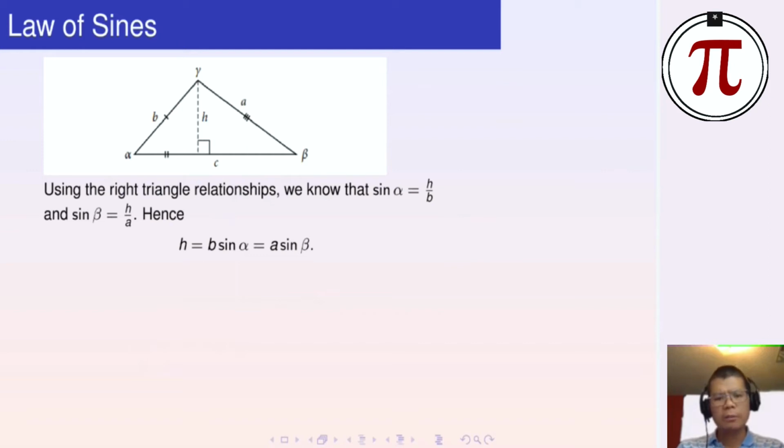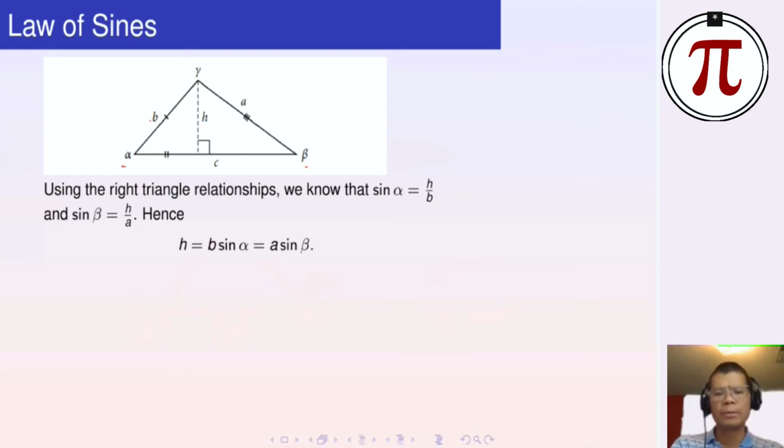Let's consider this figure here. You have angles alpha, beta, and gamma, and the sides A, B, and C. Now, let's say the height is given here as h. So use the right triangle relationship.